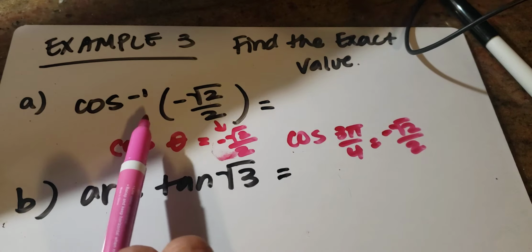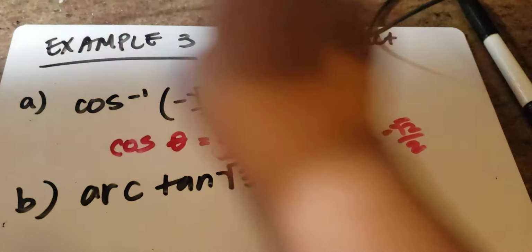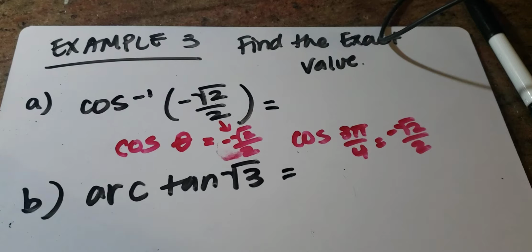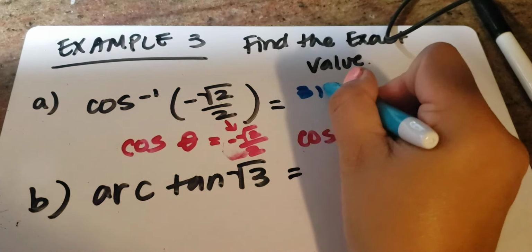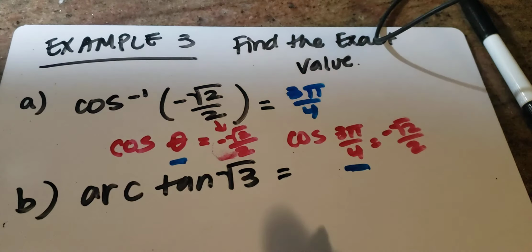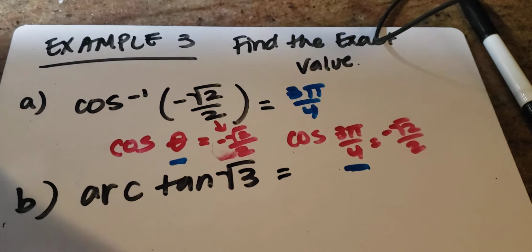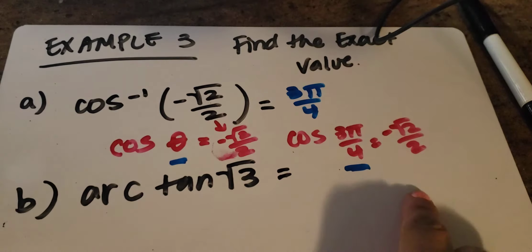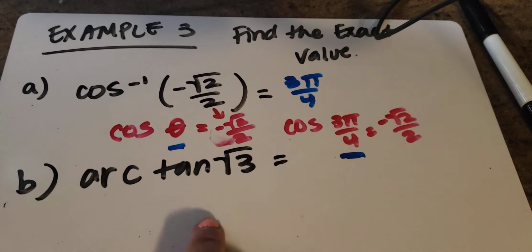So the inverse should be, and let me write it in a different color so it'll stand out, it'll be 3 pi over 4. Because remember, we were looking for the radian that will produce that, okay? So that's that. Okay, so now moving on to the next one.